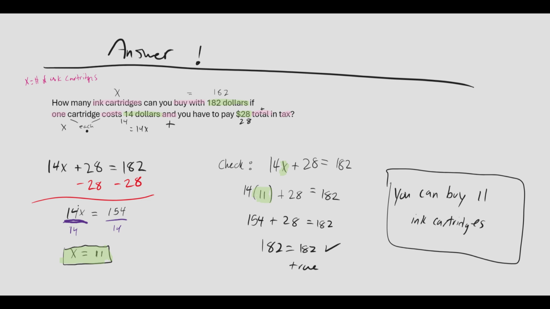I then have to check my answer. This will be 14x plus 28 equals 182. I replace the x with 11. 14 times 11 becomes 154. 154 plus 28 equals 182. And 182 equals 182 is a true statement, therefore I have the correct answer. And that answer is that you can buy 11 ink cartridges.